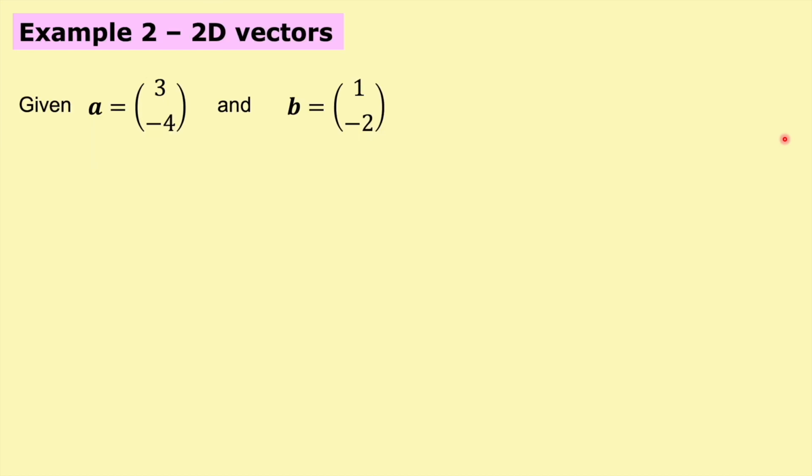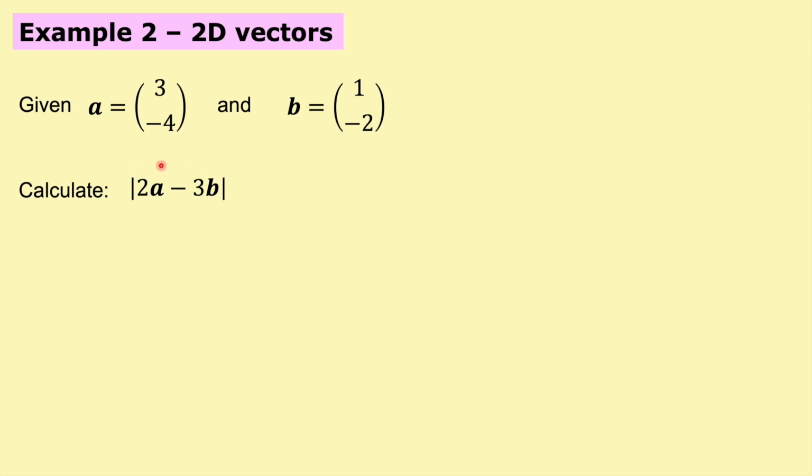Okay, for this next example, we're going to say that given vector A is 3, -4, and vector B is 1, -2, we have to calculate the magnitude of 2A subtract 3B. So this here is what we spoke about last lesson. We were adding and subtracting vectors and also multiplying them. So we've got a resultant vector here, and we want to calculate the length of this resultant vector.